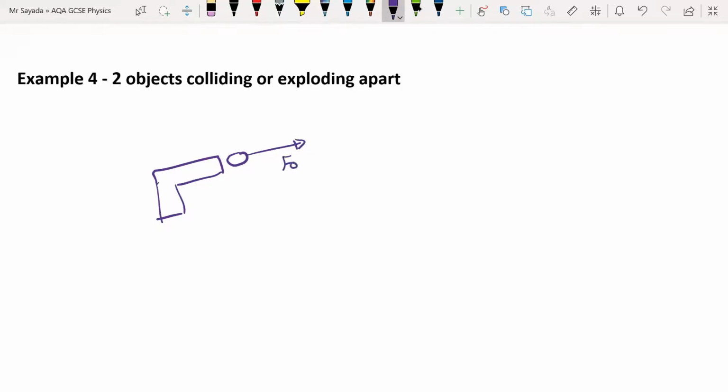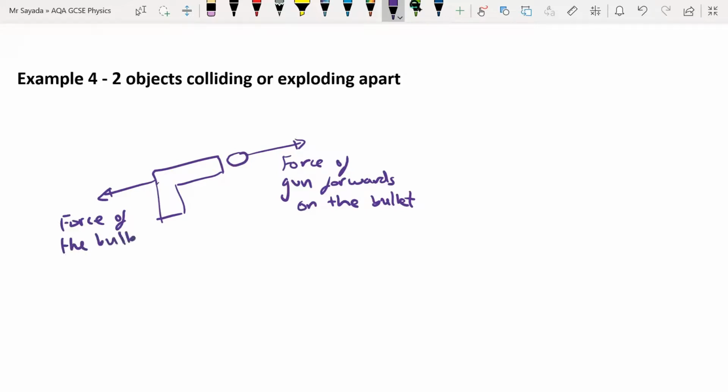So this is the force of the gun forwards on the bullet. What will be the Newtonian pair for that? Pause the video, write it down, press play once you're ready. You should have now written down the Newtonian pair for the force of the gun forwards on the bullet. The Newtonian pair is going to be the force of the bullet backwards on the gun. We actually call this recoil.